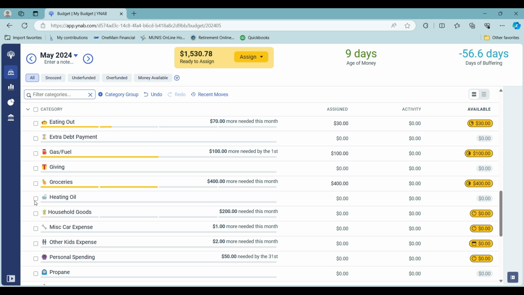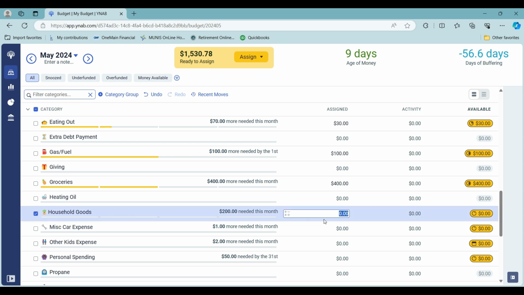Okay, next up is heating oil. I do have to check the tank. I don't know what's going on with it. We have been doing very well so far for the month. I'm not going to jinx it, but I won't assign anything here just yet because I don't know exactly what it looks like. So household is asking for $200 needed for the month. I'm going to put $100 in.